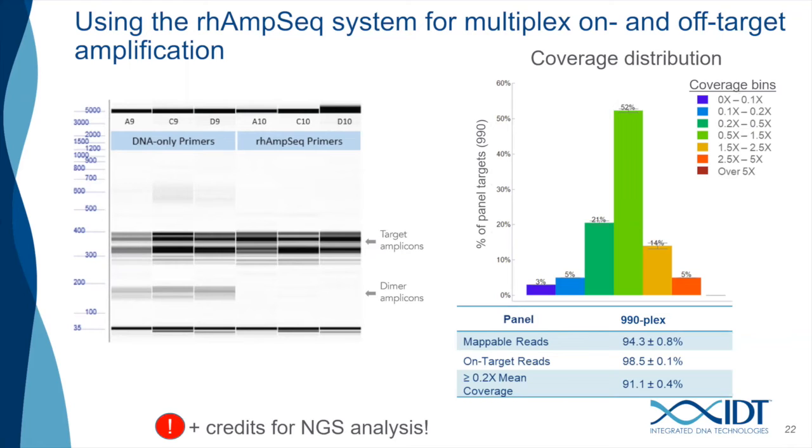And then the panel on the right is showing the high uniformity that can be seen here. These are the read depth coverage for this 990 plex, showing that greater than 91% of the sites amplified have coverage greater than 0.2x of the mean coverage.